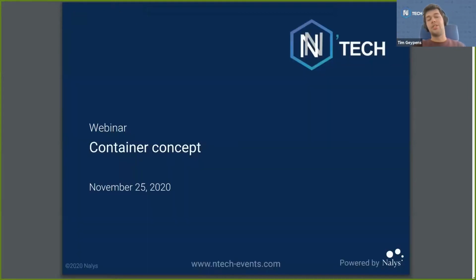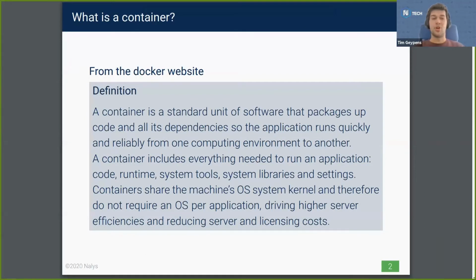So what is a container? Well, we can actually use a definition from the Docker website directly. Docker defines a container as a standard unit of software that packages up code and all its dependencies so the application runs quickly and reliably from one computing environment to another. A container includes everything needed to run an application: code, runtime, system tools, system libraries, and settings. Containers share the machine's OS system kernel and therefore do not require an OS per application, driving higher server efficiencies and reducing server and licensing costs.